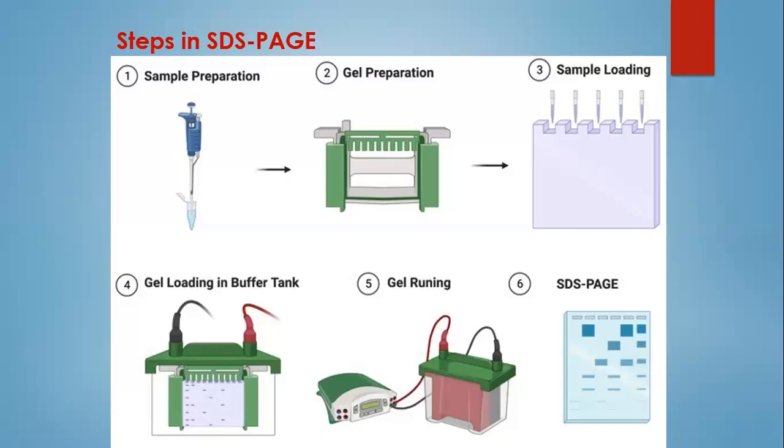Then we load the sample, and after loading the sample, we start the electrophoresis. So the gel cassette is removed from the casting stand and placed in the electrode assembly. The electrode assembly is fixed in the clamp stand. 1x electrophoresis buffer is poured in the opening of the casting frame to fill the wells of the gel.